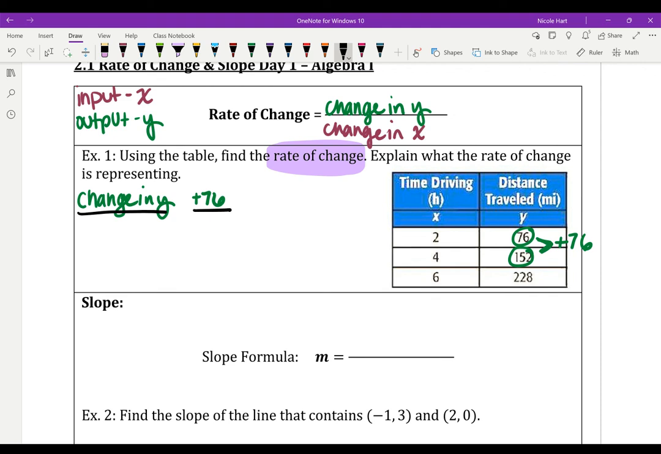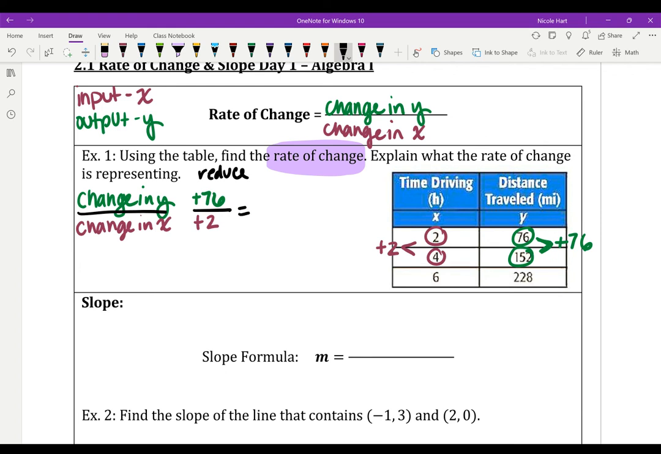And then my change in X, I look at the X values that go with those Y values. So that would be 2 and 4. So looking at those two, that changes by a positive 2. So plus 2. Now you always want to reduce. And so I'm going to try to reduce this as much as possible. You can do this with your calculator, or you can do it by hand.